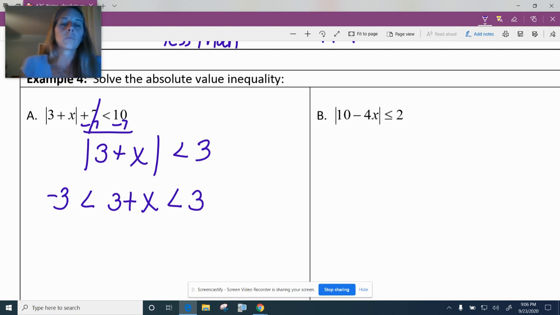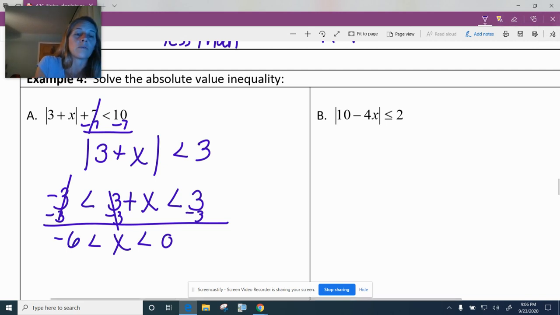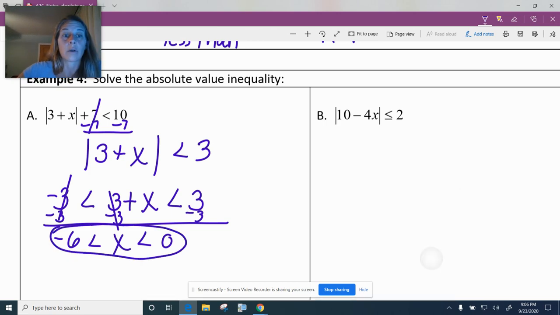And now we're just going to solve for that x in the middle. So remember, whatever you do to the middle on these, you do to both the left and the right. So we have 0 is less than x, which is less than... Oops, I messed that up, sorry. -3 and -3 over here is just -6, sorry. So -6 is less than x, which is less than 0.